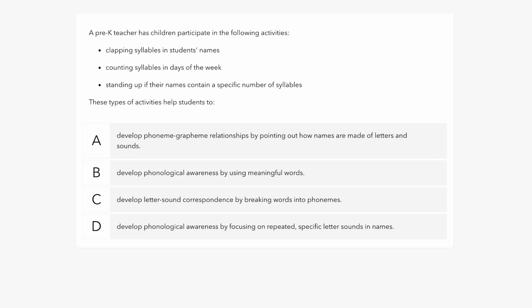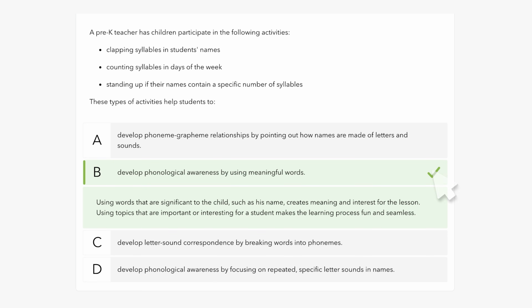Okay, those activities all involve hearing sounds, no written letters. So these two are out. They definitely promote phonological awareness, but is the focus on repeated letter sounds or meaningful words? The question feedback we give in our study guide could tell me that this activity does not focus on teaching specific letter sounds repeatedly. Some names may start with the same letters, but the goal of using student names is to create significance for learning by using a word of importance for the child. So, this is the correct answer. Using words that are significant to children, such as names, creates meaning and interest in the lesson.